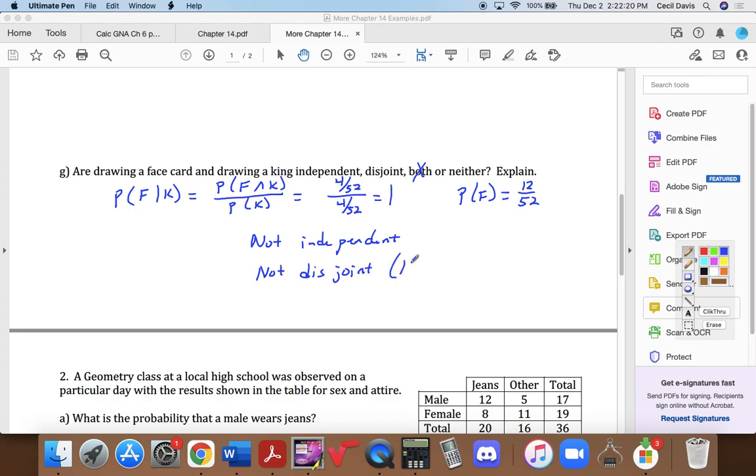And for an explanation on that, I usually write kings are face cards. What if they're not? What if one day you flip around and it's not a face card? All right. It's a king, but it doesn't have a face. All right.